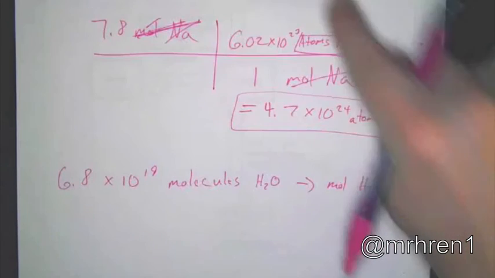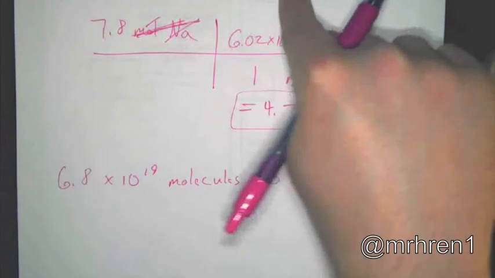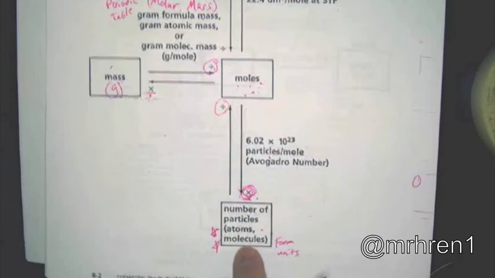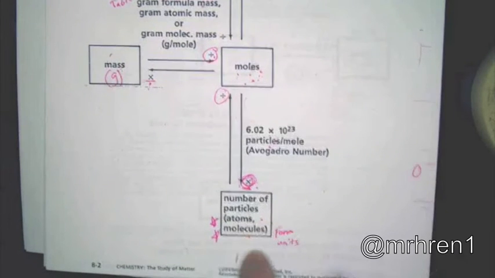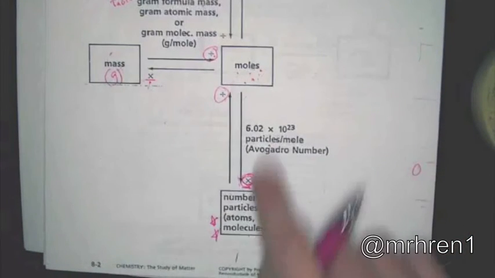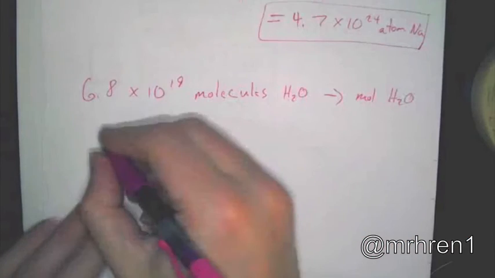But also look at the units. Notice atoms, molecules. Now, the unit is different, but that does not change anything. Doesn't change a thing, because atoms and molecules are both particles. They are both representative particles. They don't change anything. So you still use Avogadro's number. Not a big deal. So you set it up.